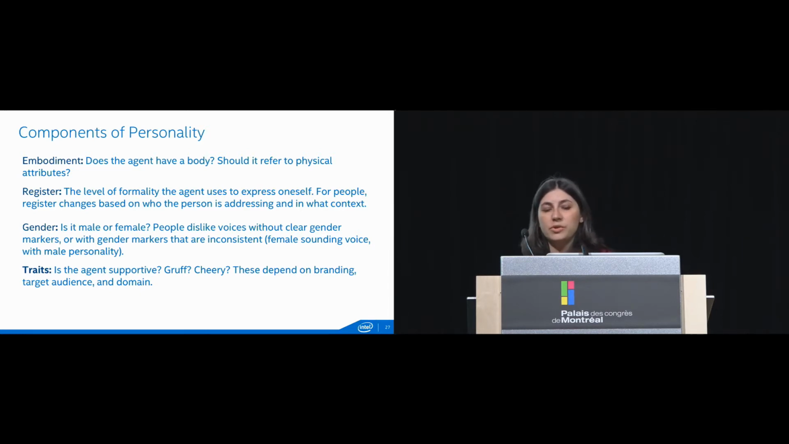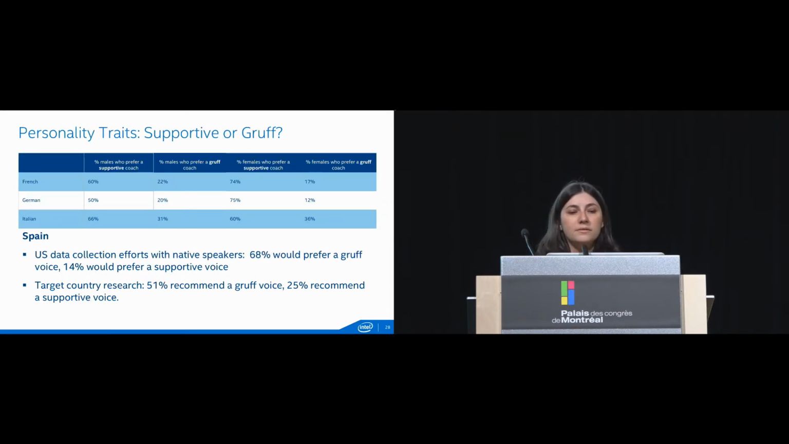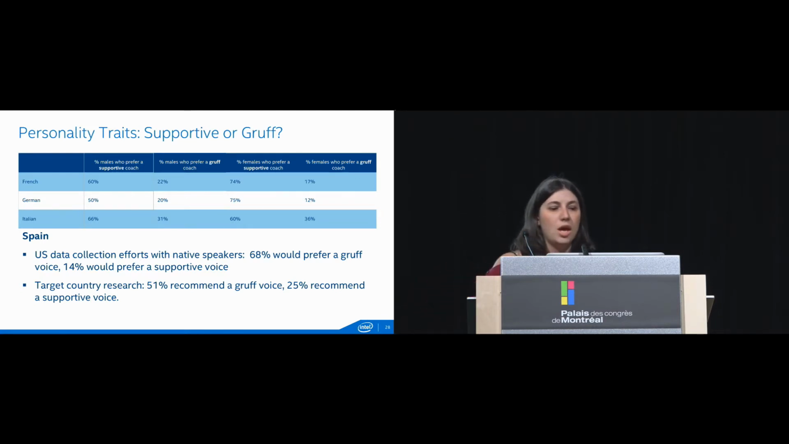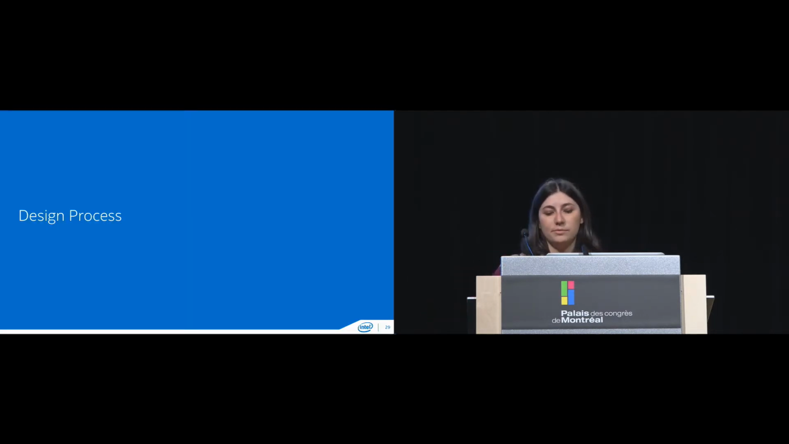So the last one, the traits, we actually did a lot of work on this. And the big ones were, do we want kind of like a drill sergeant, a gruff coach, an authoritative coach, or do we want a supportive coach? By and large, we conducted studies and surveys in these countries, and French, German, and Italian all wanted supportive and cooperative coaches. Spain really wanted authoritative coaches.